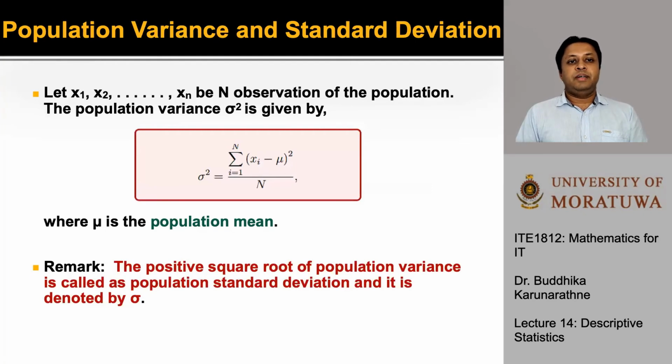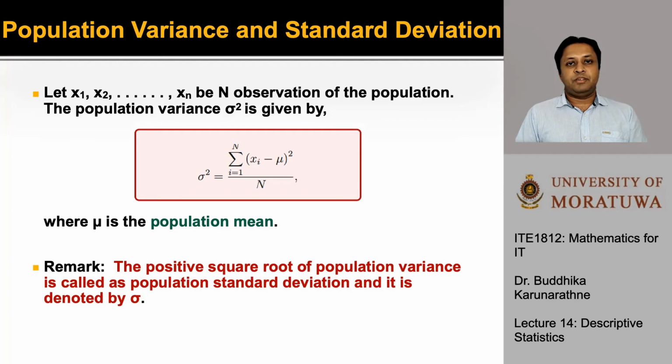We now define population variance and standard deviation. Let's take values x1, x2 up to xn to be n observations of a population. The population variance, sigma squared, is given by this equation: the summation of all (xi minus mu) squared, divided by the total number of observations n. Mu is the population mean.